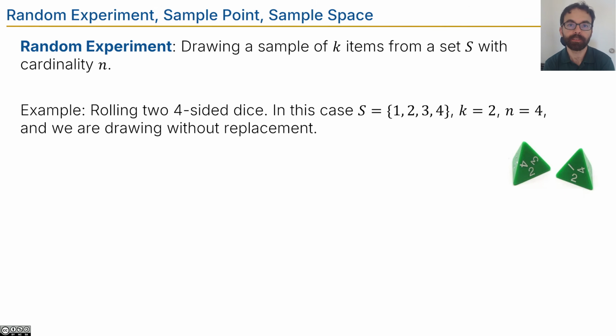As we often do in CS70, we'll start with some definitions. My first definition for you is a random experiment. That is drawing k samples from a set S with cardinality n.